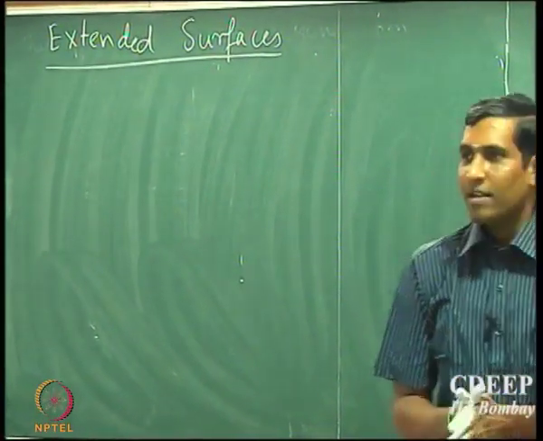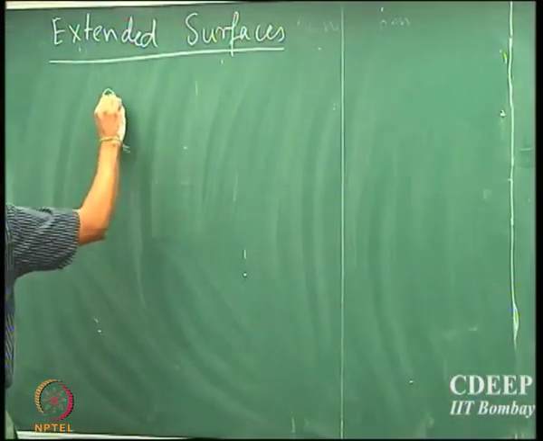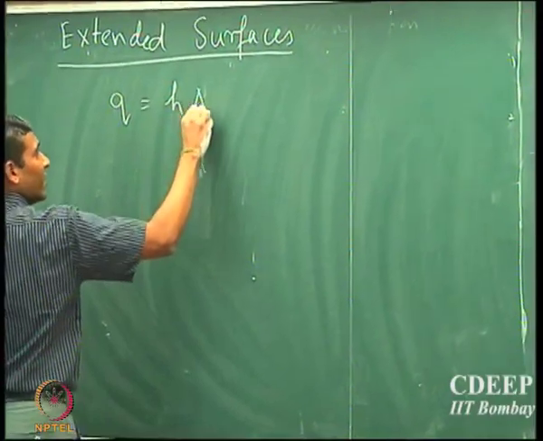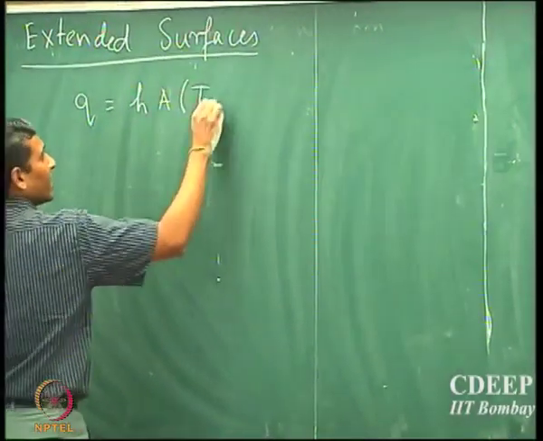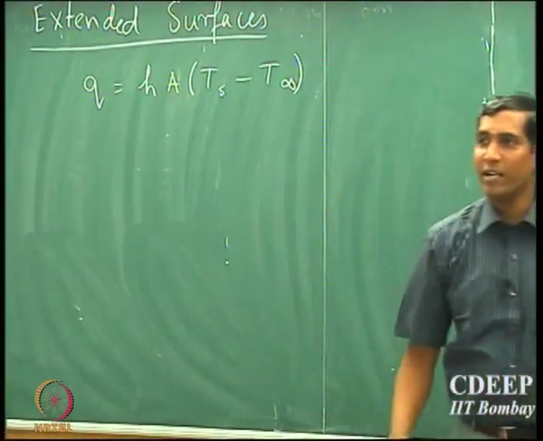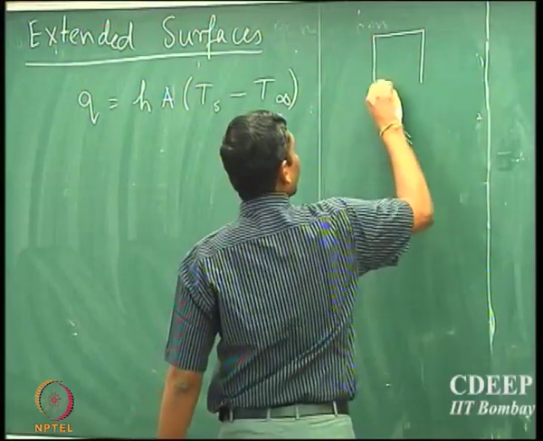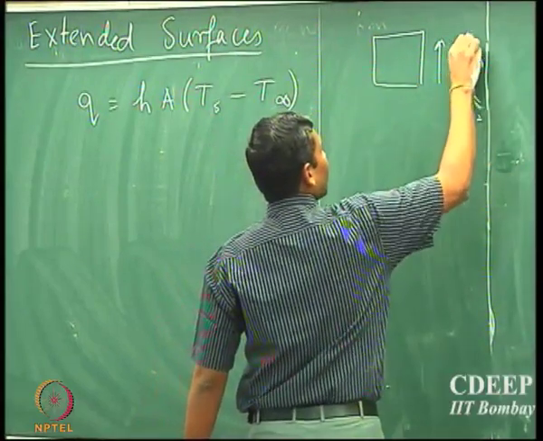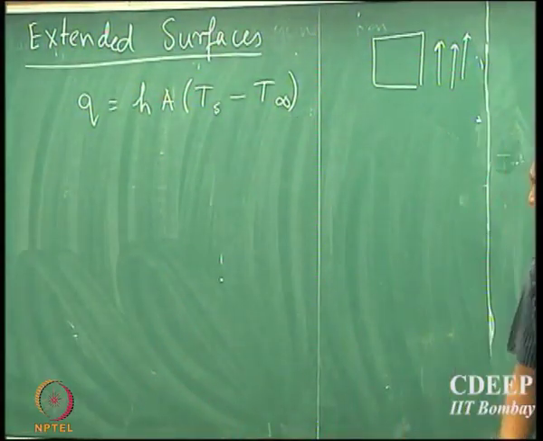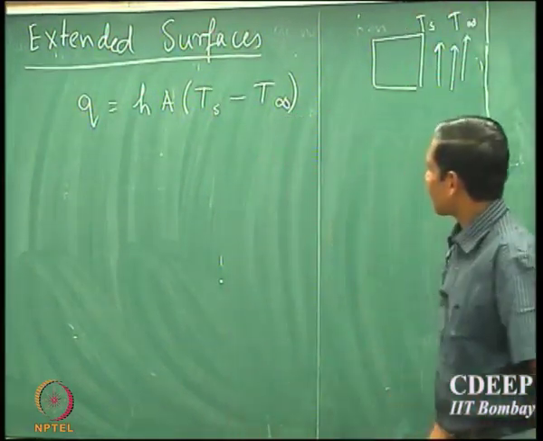So far, by Newton's law of cooling, we said that Q equals h A into, let us say, the surface temperature minus the temperature of the fluid to which the heat is being transported. So it could be a slab like this where the fluid is flowing past the slab, and this is the surface temperature and this is the temperature of the fluid.